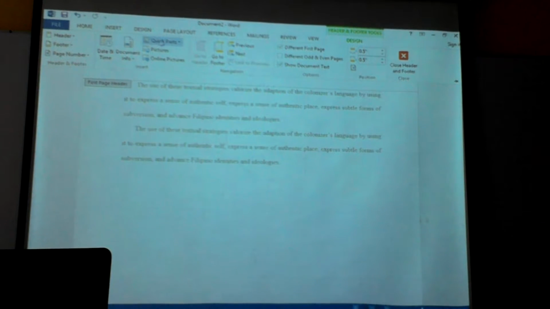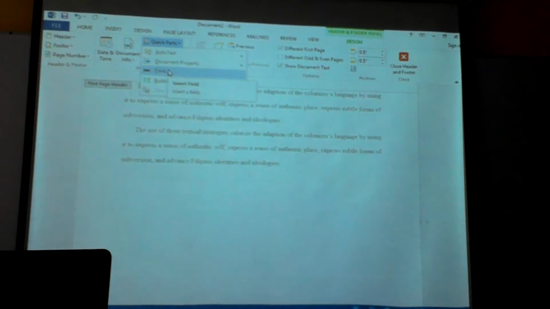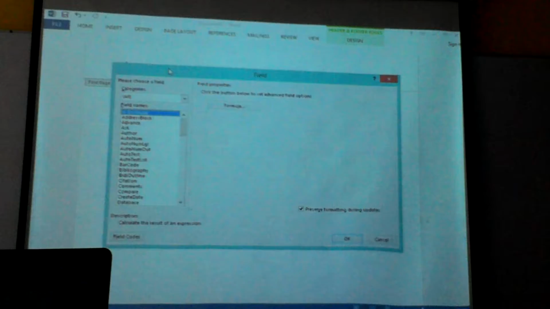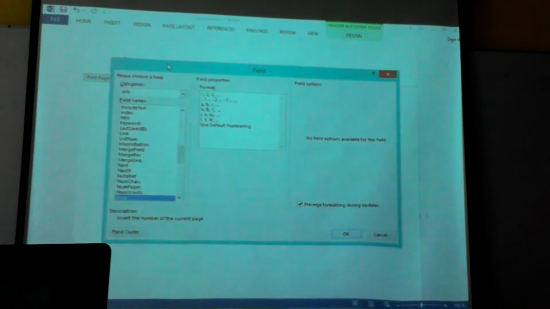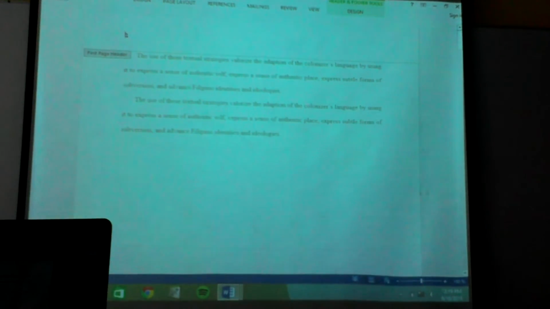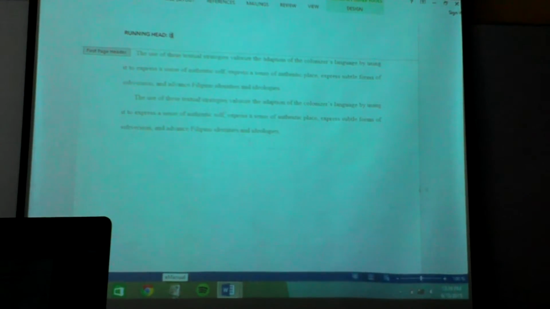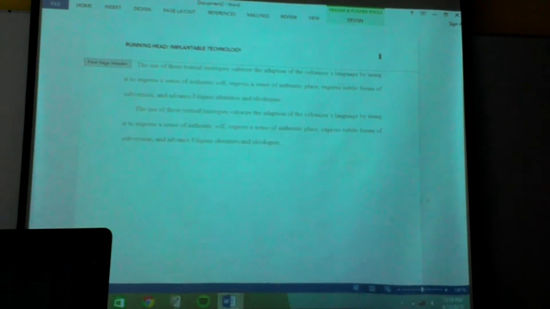Design. Let's insert quick parts this time. If I click field, you will see a dialog box right there. There should be a dialog box that will appear. And from among all of these categories, I'll choose page. Once I see page, the number 1 appears again, and I will start typing running head first, colon, implantable technology.